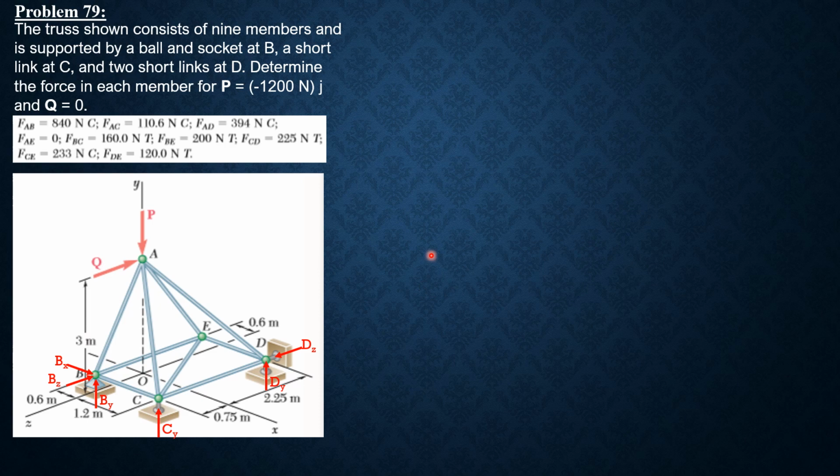Now, we can find a joint where there are 4 meeting members, and among these, 3 members are on the same plane. Since these 3 forces are on the same plane, the one that is oblique to that plane carries no force. So therefore, we found the force in AE to be 0. So Q is 0, P is 1,200 downward, and the force in member AE is 0.